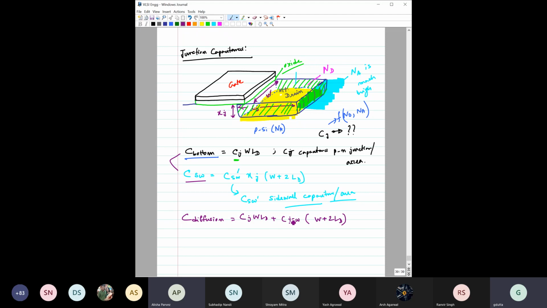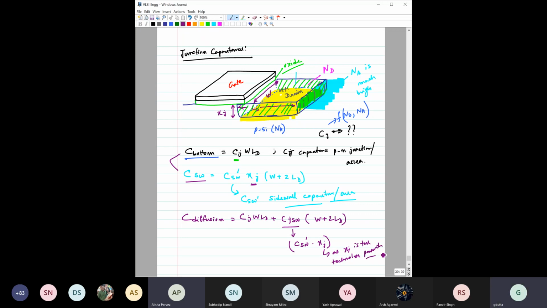Now again, you can see from here I have written this CJSW because this XJ is a technology parameter. I have just multiplied it with this two. So this is basically CSW into XJ, okay, as XJ is the technology parameter, right?